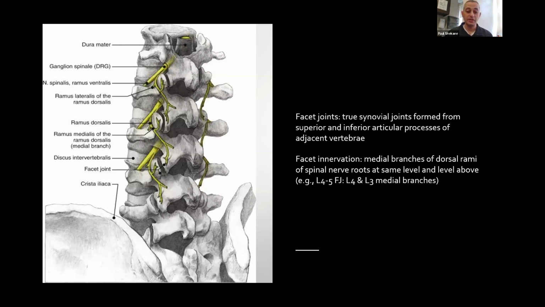So as you can imagine, to determine if pain is coming from the facet joint, what we can do is inject some local anesthetic around these nerves as a test, a diagnostic test, to see if while those nerves are numb, if the patient's pain gets better. If their pain improves for the duration of the numbing medicine, that tells me that the pain is coming from the facet joint.